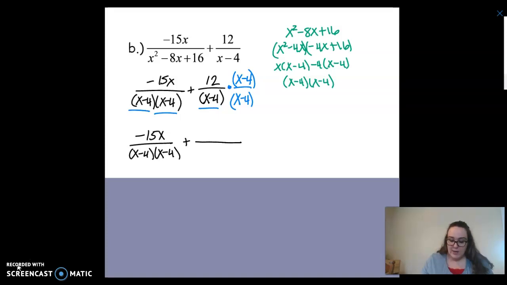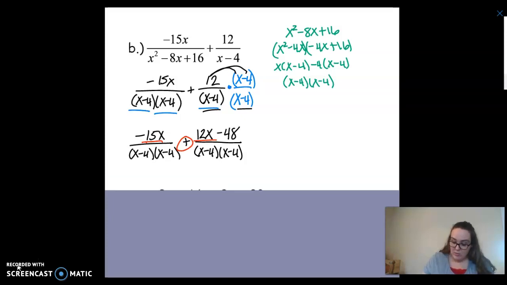On the right side, I multiplied by that extra x minus 4, so that now my denominator is the same. The numerator, I'm going to make sure I distribute, so that I have 12x minus 48. I did that so that now when I add these two together, I can combine these like terms on the numerator. So the numerator is negative 3x minus 48, and the denominator is x minus 4 times x minus 4.